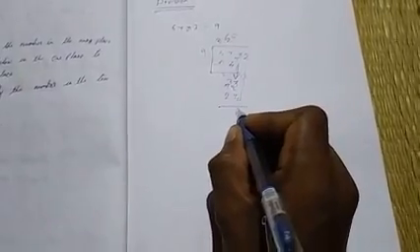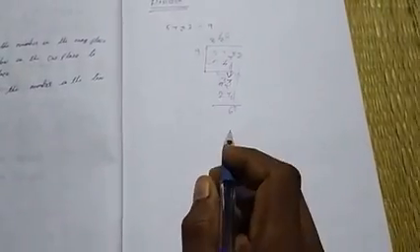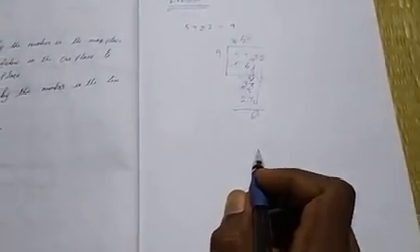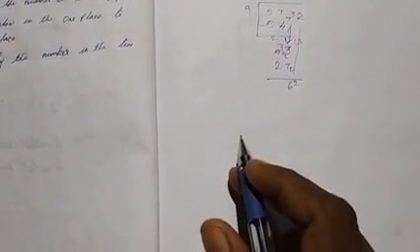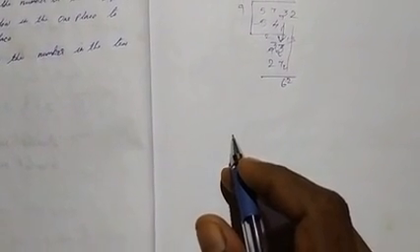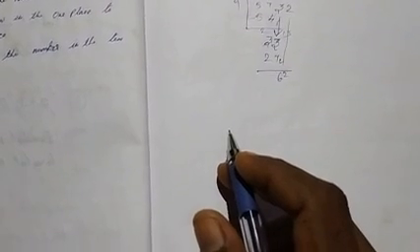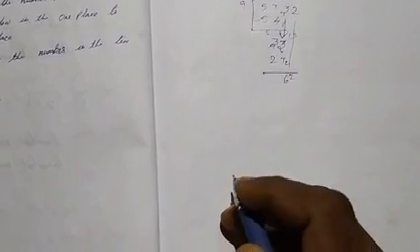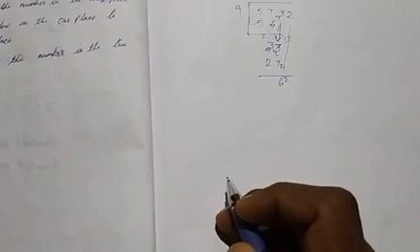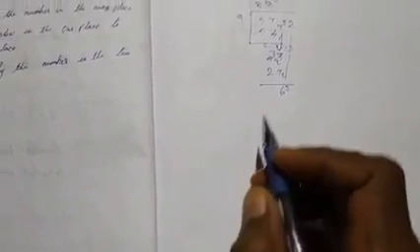2. So 62. In 62, how many 9 is there? 1 9 is 9, 2 9s are 18, 3 9s are 27, 4 9s are 36, 5 9s are 45, 6 9s are 54, 7 9s are 63. But we are having now 62 only. So what we need to do?